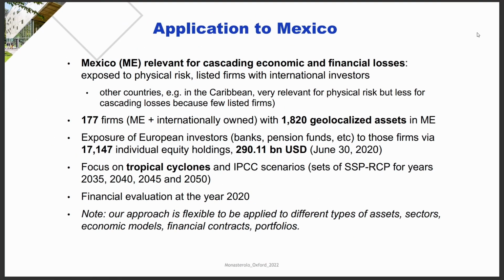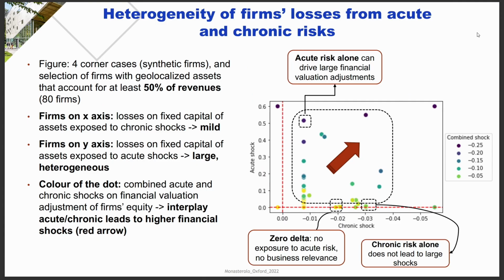Why Mexico? Because Mexico is relevant for cascading economic and financial losses. It's a country which is highly exposed to physical risk, but also where we can find several plants owned by firms which are either Mexican or internationally owned, and that issue securities. In this case, we consider equity holdings. So we have 177 firms, quite 2,000 geolocalized assets, and an exposure of quite $300 billion of European investors to such assets. And we consider shocks coming from tropical cyclones.